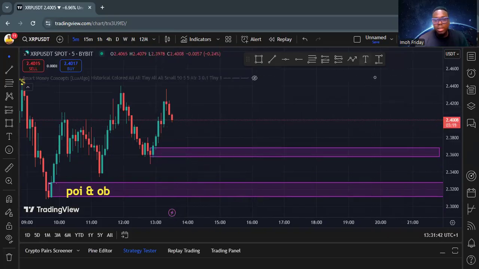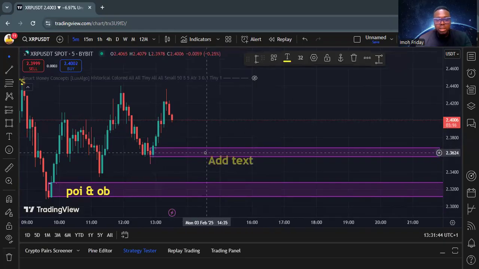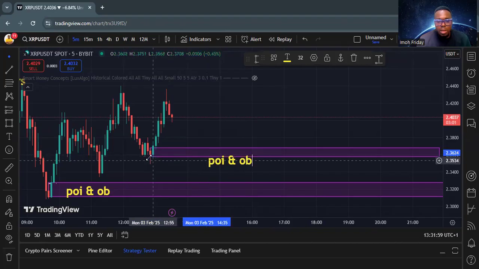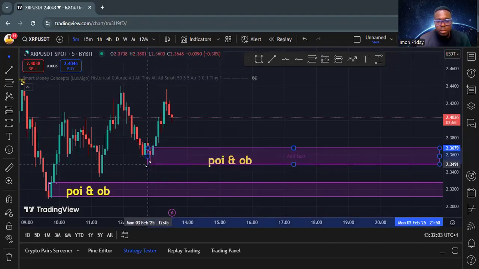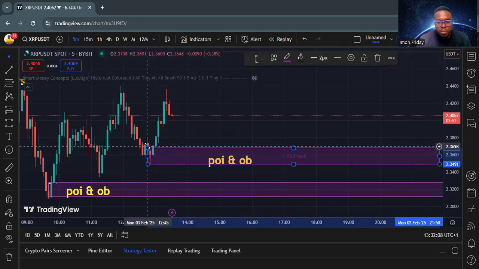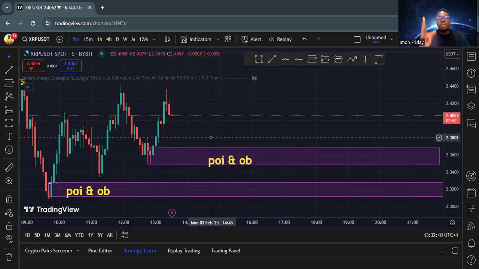We're going to mark this out again. We have 2 points of interest here, POIs. This is a bullish OB anyway, so let's take note of that. Just put this one there. The wick is down there. Let's put it there. And this one. Okay, so let's see what happened here.